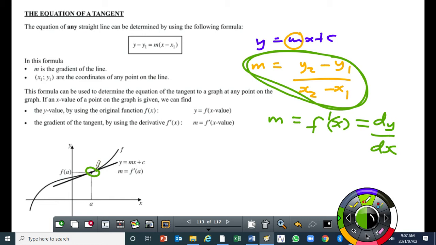I'm going to repeat that. Remember, a tangent only comes into contact with the graph at one point. So the gradient of the graph at the point of contact with the tangent is equal to the gradient of the tangent.